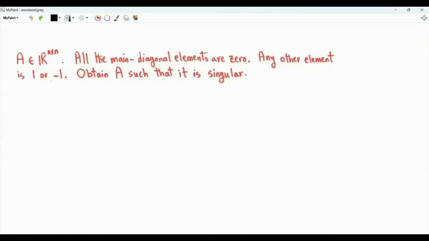Matrix A has zeros on the main diagonal. All the other elements are either 1 or -1. Can we construct matrix A so that it is not invertible? If yes, what is an example of such construction?